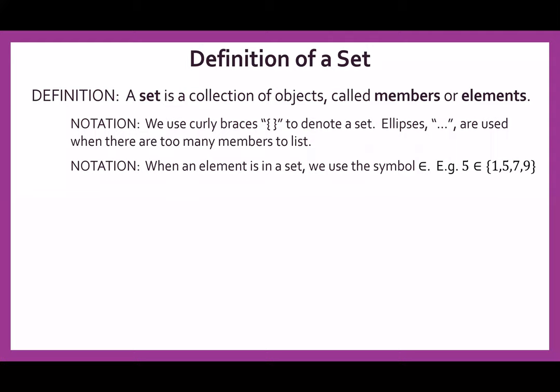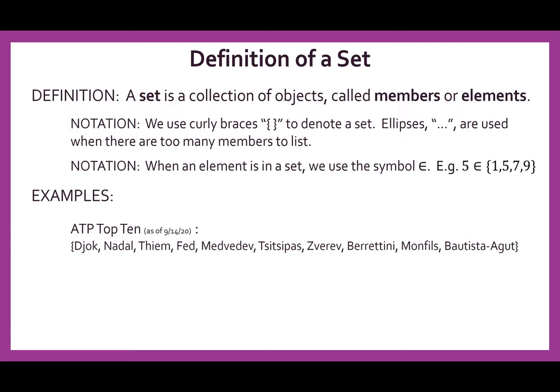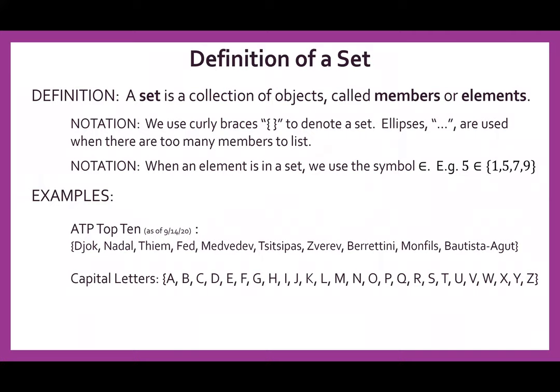So here are some sets. The ATP top 10 players, which are Djokovic, Nadal, Thiem, Federer, Medvedev, Tsitsipas, Zverev, Berrettini, Monfils, Bautista Agut. So that is the list of the top 10 ATP, which is the men's professional tennis players. And so it's okay that we write out all 10 here. Similarly, we could have the set of all capital letters. And we also have the set of all even numbers. Notice here in even numbers, we use the ellipses on the front and back because this is an infinite list. So of course I cannot list them all.